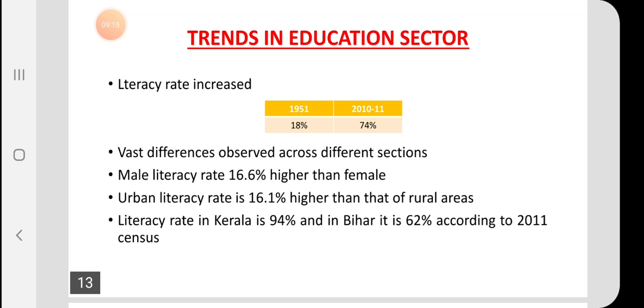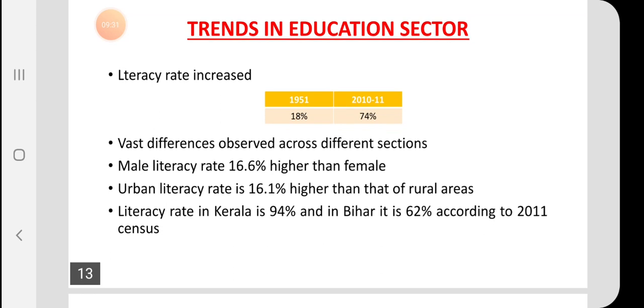See, our Indian society's literacy rate has increased. If you compare with 1951, it was only 18%. In 2010-11, it went up to 74%. However, there are differences observed across different sections. For example, the male literacy rate is 16.6% higher than the female literacy rate. If you compare urban and rural areas, the urban literacy rate is 16.1% higher than that of rural areas. And if you compare among the states, you will find the highest in Kerala, which is 94%. If you go to Bihar, you will find that it is only 62% according to the 2011 census.